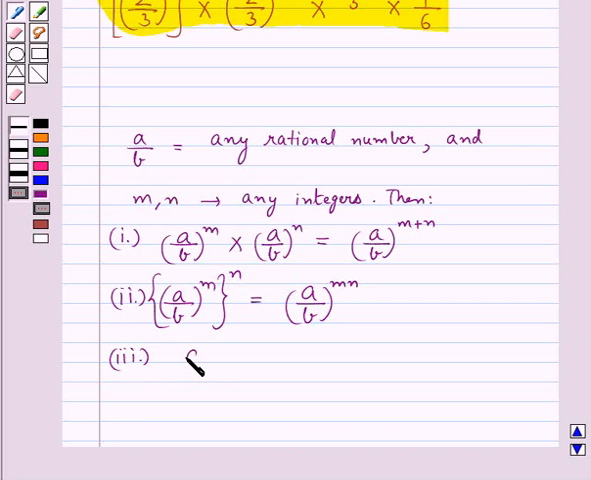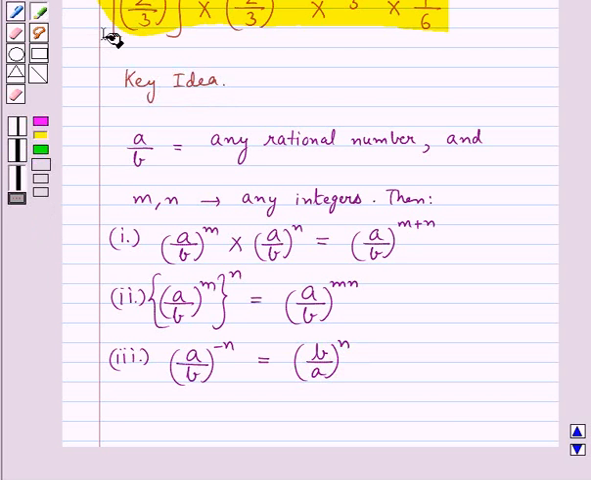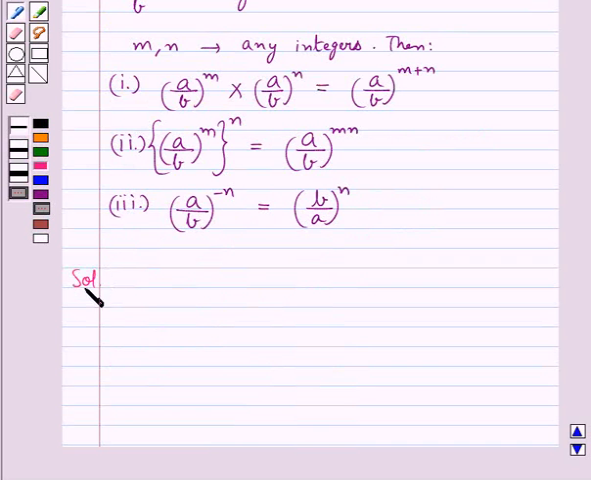Then (A/B)^-n is equal to (B/A)^n. This is the key idea to be used for this question. Now let's move on to the solution.